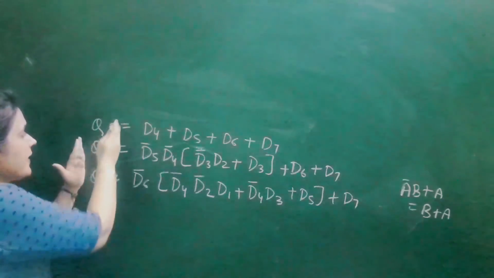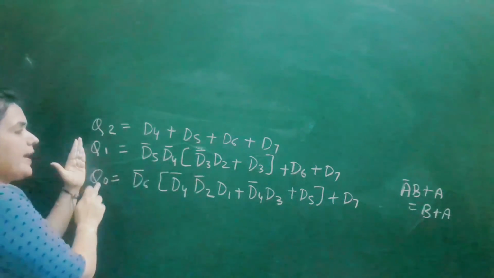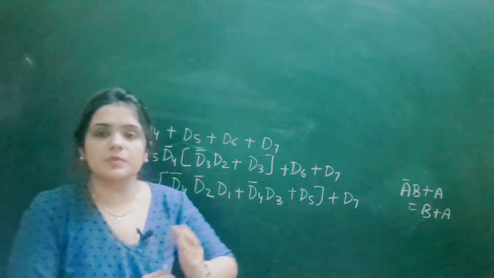Now these are the three expressions for our outputs Q2, Q1 and Q0. These are the final simplified expressions for the outputs.